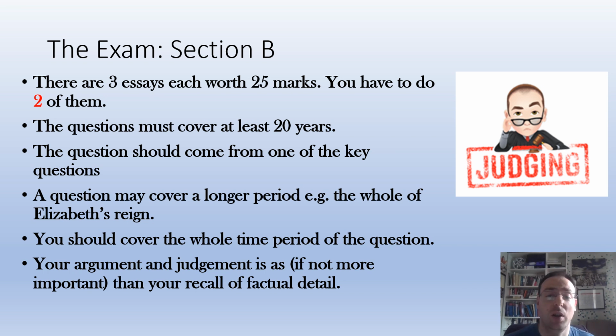The questions should cover at least 20 years again, and they should come out of one of the key questions, one of those key themes we've looked at. The period doesn't have to just be 20 years, it could be much longer. For example, you might well get a question that covers the whole of Elizabeth's reign, going from 58 all the way through to 1603. You should try and cover the entire time period of the question, otherwise you run the risk of being penalised for doing a partial answer.